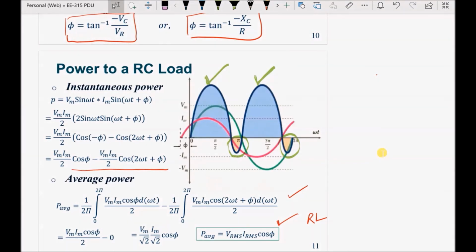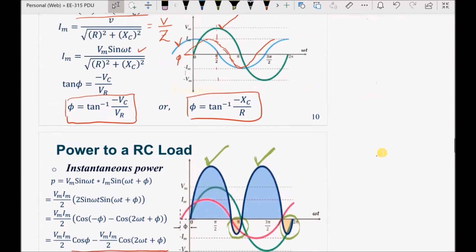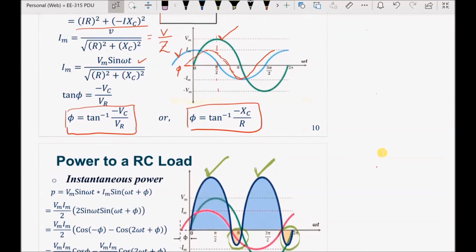Okay, I just recognized that I made a little mistake here with the current waveform. I'm going to correct it. So let me redraw it. So it will be shifted back by the angle phi and will follow this path. So this is the current when we have an RC load in an AC circuit. Okay.